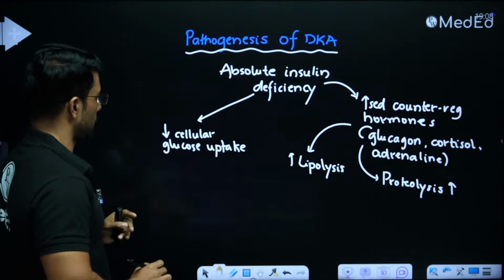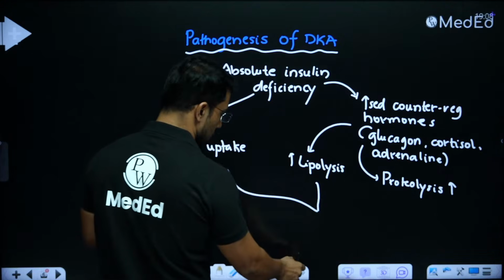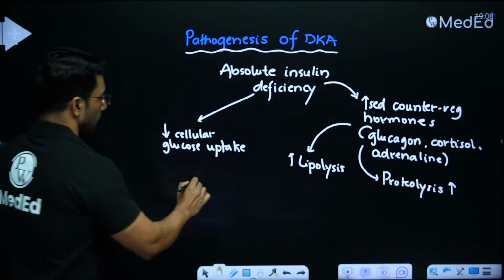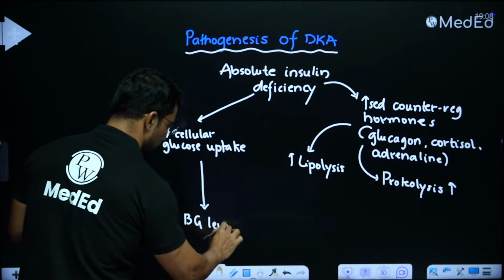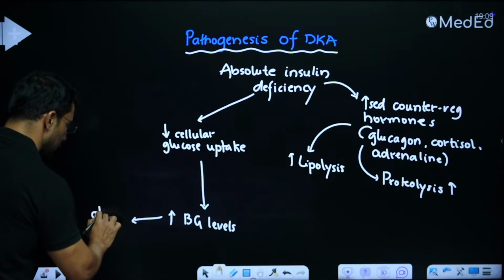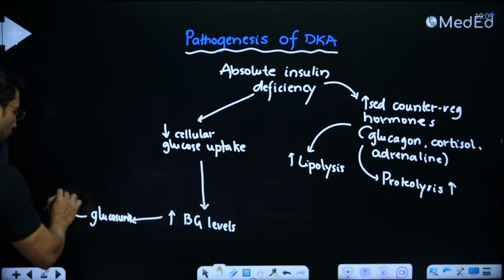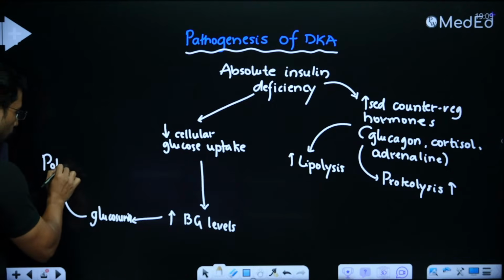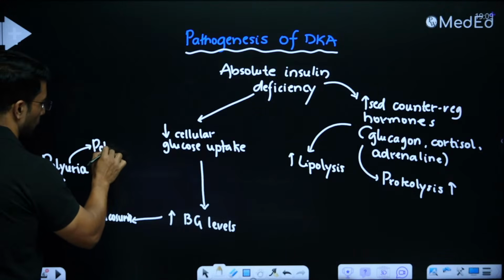Now, all these factors, decreased cellular uptake and increased lipolysis and proteolysis, will contribute to increased blood glucose levels. Now what will this increased blood glucose level do? There will be glucosuria. We'll start excreting glucose in urine because blood glucose level is high. But as we already know, glucose being an osmotically active substance, it will take water along with that. So I will end up with polyuria. This polyuria will trigger increased thirst. So I will also get polydipsia.